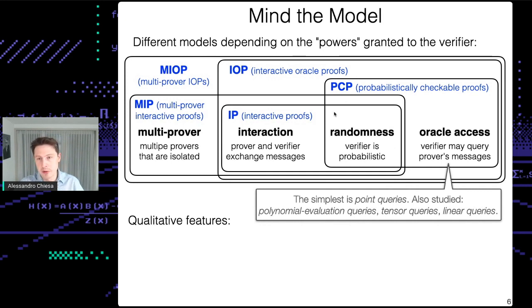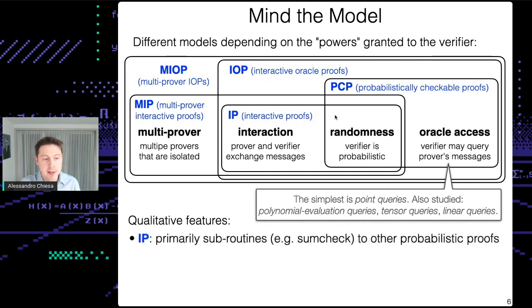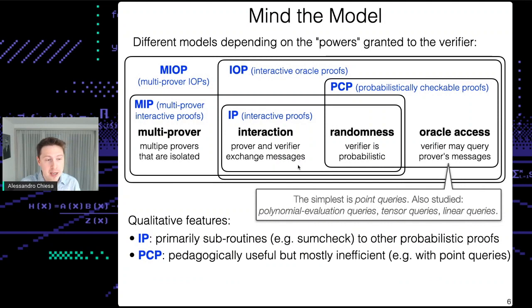I won't get too much into all of these. I'll just qualitatively say that interactive proofs, the role that they play inside the SNARK world is primarily as subroutines, because on their own, they're actually not that powerful, but as subroutines, they're extremely useful. For example, the SumCheck protocol is an interactive proof. So they're mostly used as subroutines of other things, okay? Still, if you want to understand SNARKs, it's something you should be familiar with. PCPs are, for the most part, pedagogically extremely useful, but they are, as of today, very inefficient, and so we don't really use them in practice.